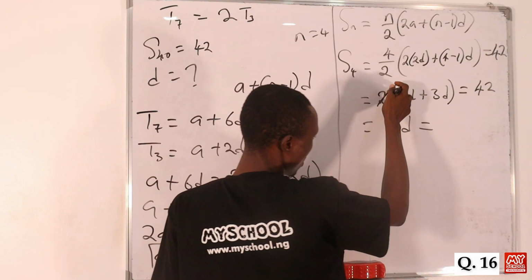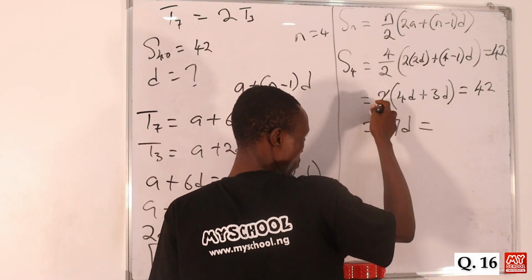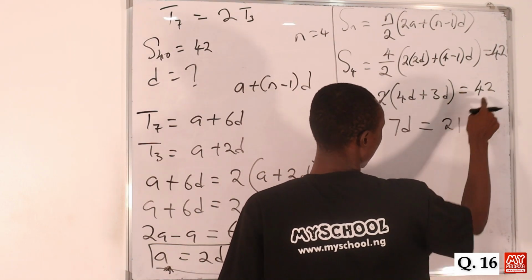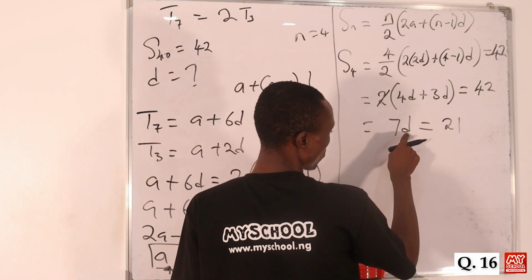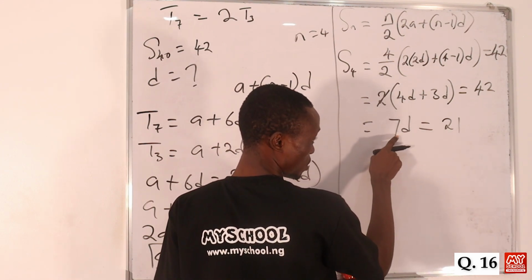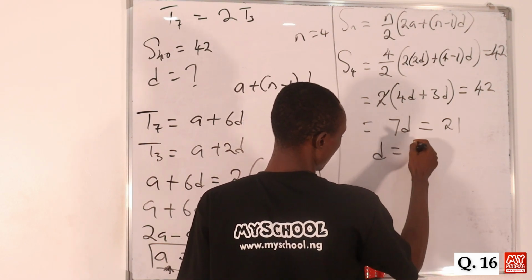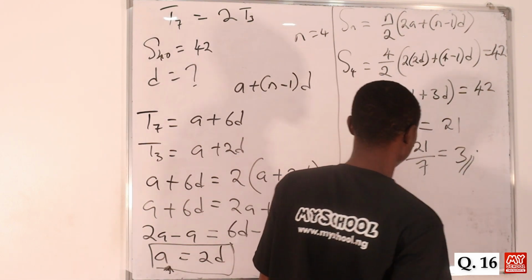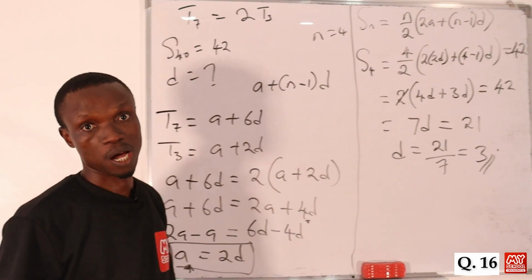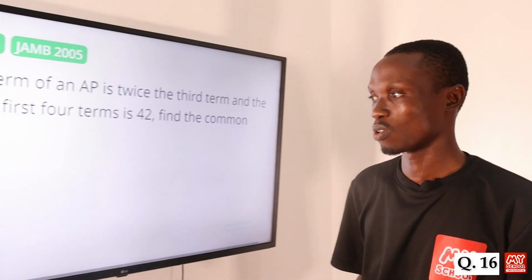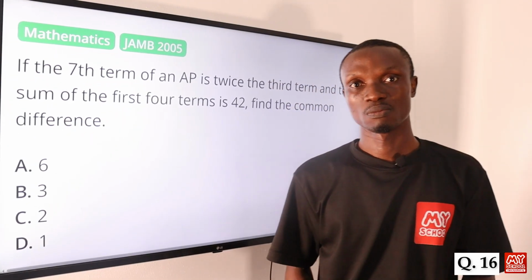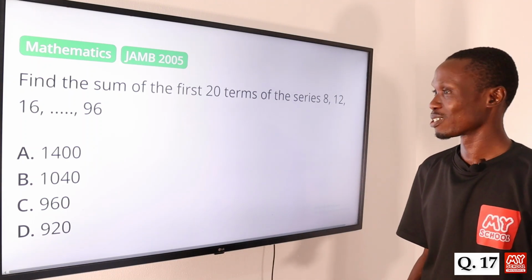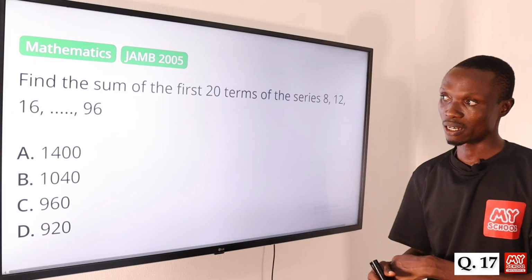Equal to, since here we divided through by 2, so this 2 will be out, and if I divide here by 2, I'll have 21. Now since we are looking for d, we just divide both sides by the coefficient of d, which is 7. So d is equal to 21 divided by 7, and that will be equal to 3. So the common difference is equal to 3. Let's return to the screen to pick the correct answer to this question, and that is option B, 3. Question 17. Find the sum of the first 20 terms of the series 8, 12, 16, up to 96.